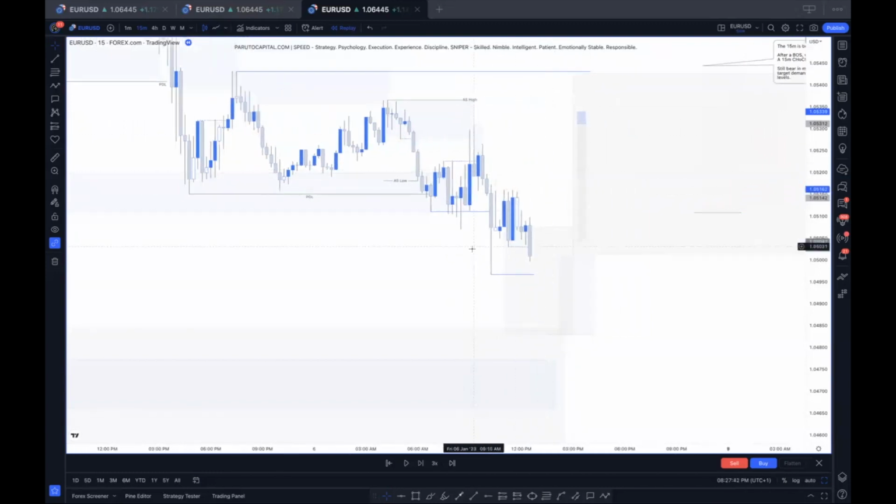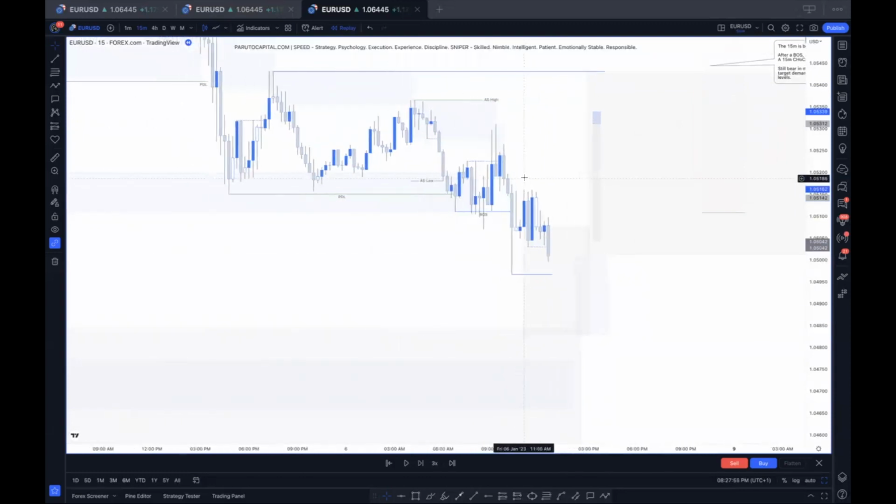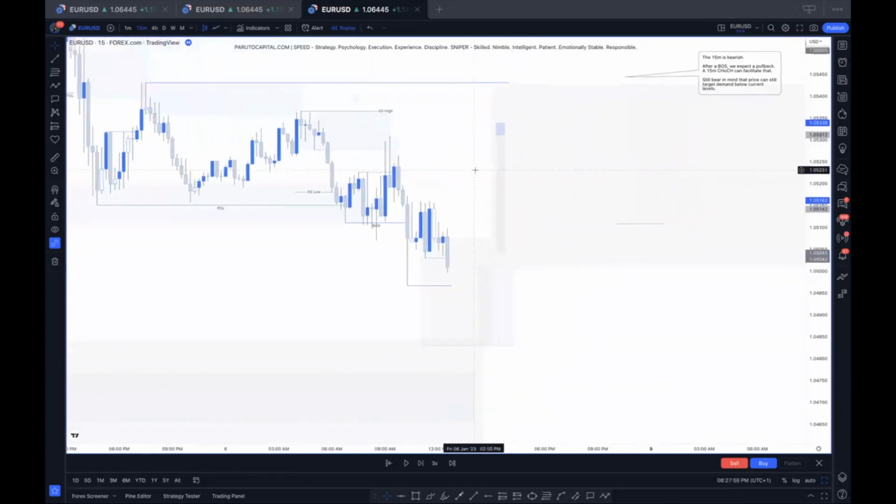Now, the next thing is because this was the low and then this candle took out that low, we now have a break of structure on the 15 minutes, right? So I'll just write that out, BOS. Right? So we have a BOS, a break of structure. Now, when a break of structure happens, what's the next thing?